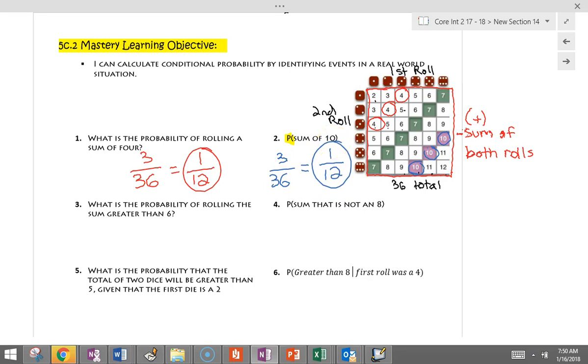What is the probability of rolling the sum greater than 6? Okay, so 6 doesn't count. It has to be just greater than. So all my 7s count. So that's 6. 8s count. That's 8, 9, 10, 11, 12, 13, 14, 15, 16, 17, 18, 19, 20, 21. Okay, so I have 21 out of 36. Again, 21 out of 36 does reduce to 7 out of 12.